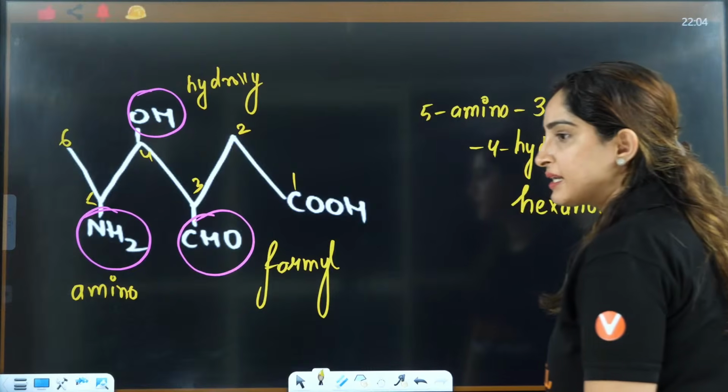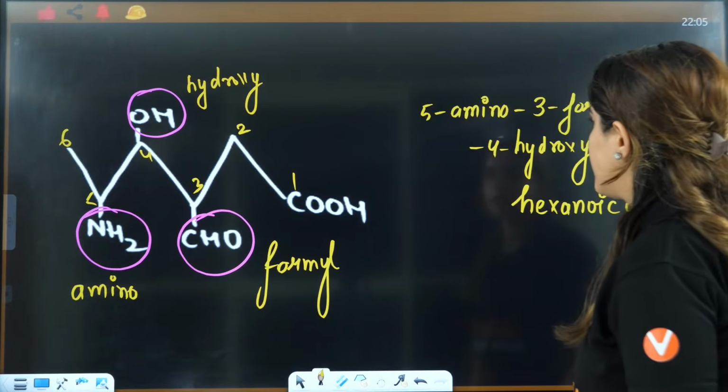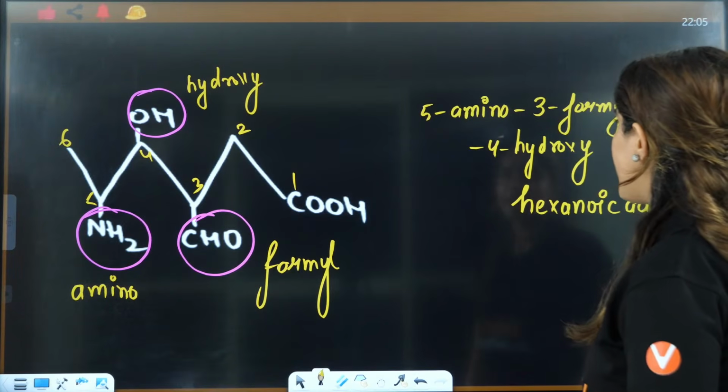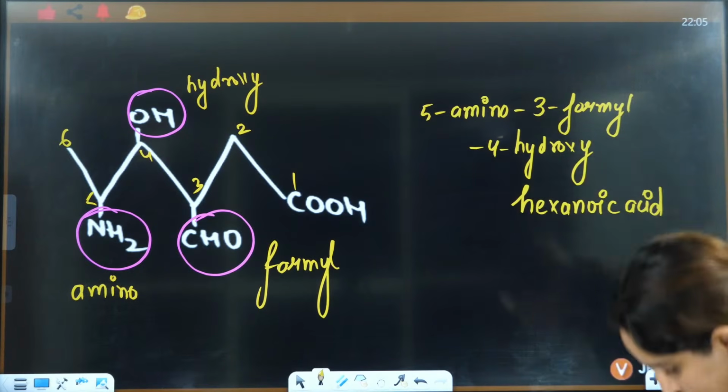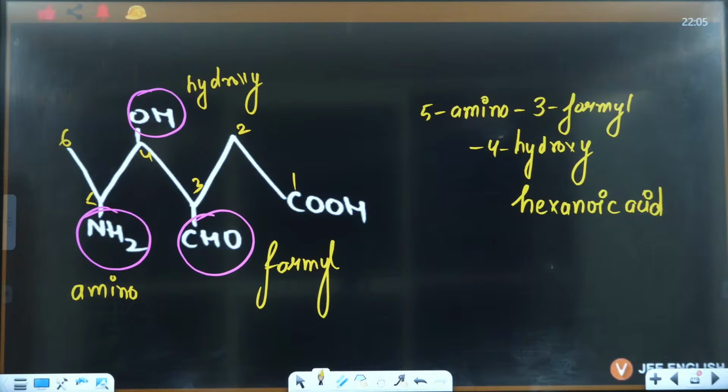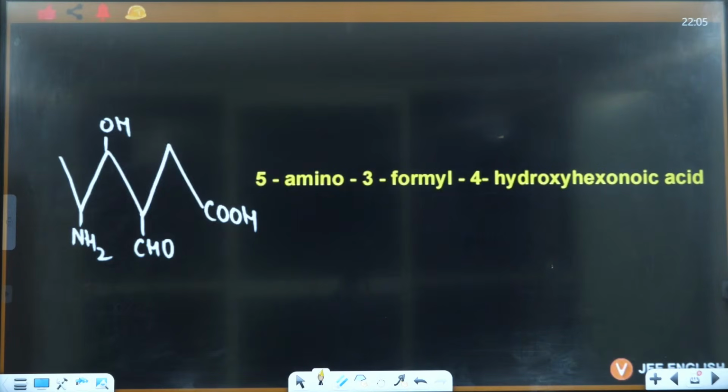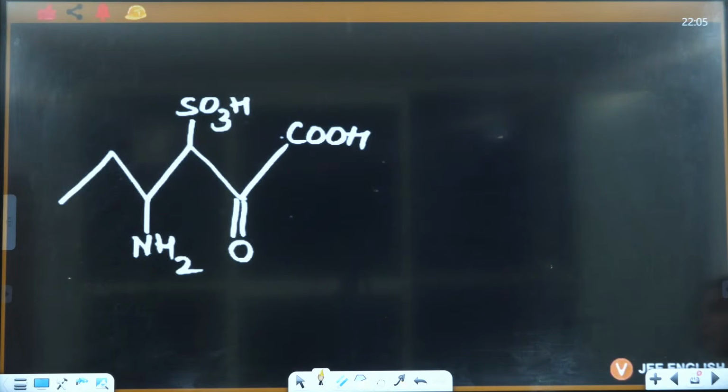Okay, is that clear to everybody? 5 amino, 3 formyl, 4 hydroxy, hexanoic acid. Is that clear? Okay, now tell me what is the answer for this one. Let me see if you can answer this question or not.